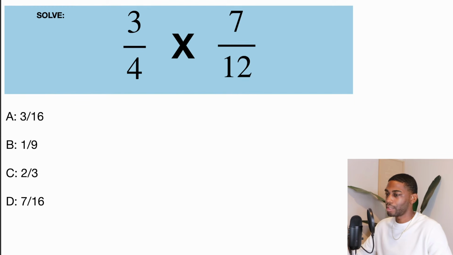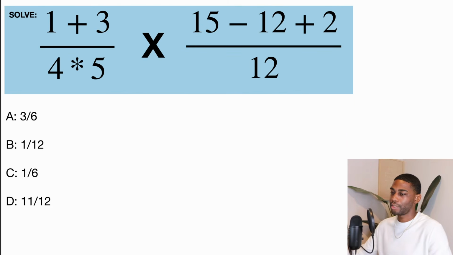Right? Let's go ahead and jump to the last question for multiplication. Let's do the last question. Bam. You know me, we gotta go big or go home, right? So 1 plus 3 as the numerator over 4 times 5 as the denominator times 15 minus 12 plus 2 as the numerator over 12.